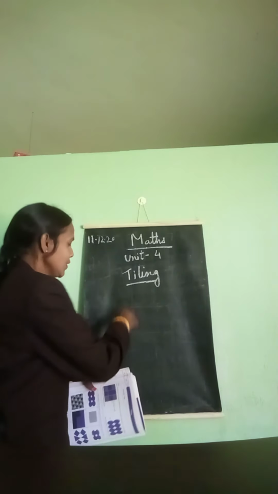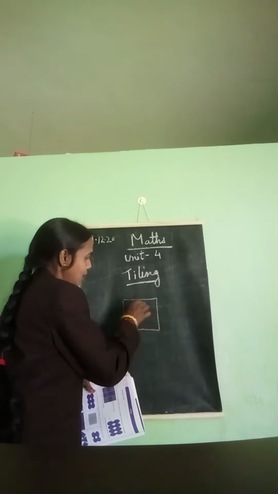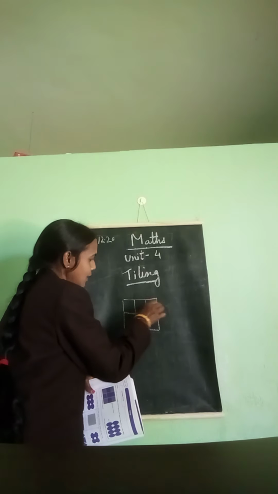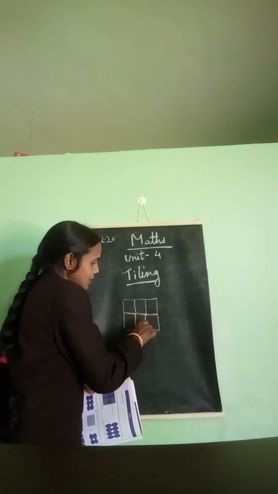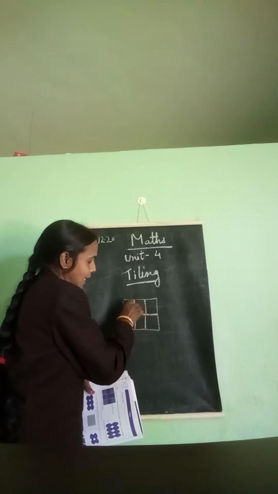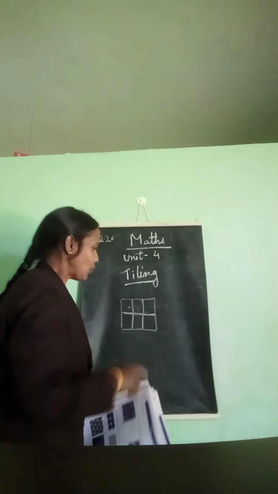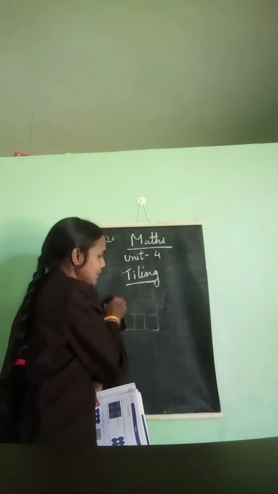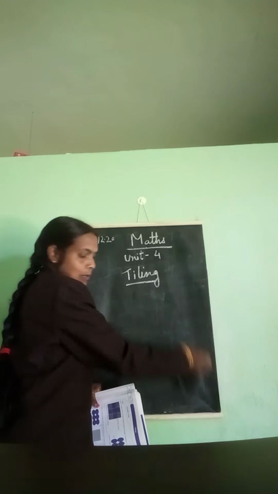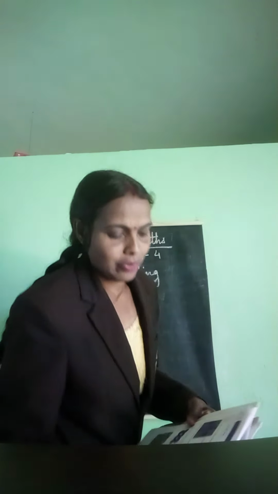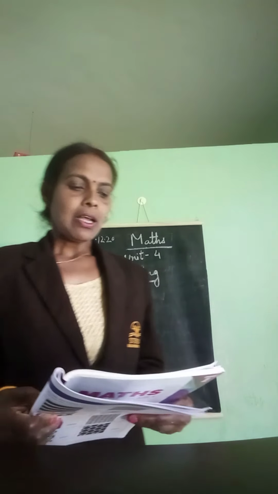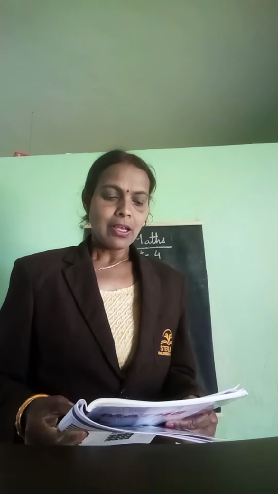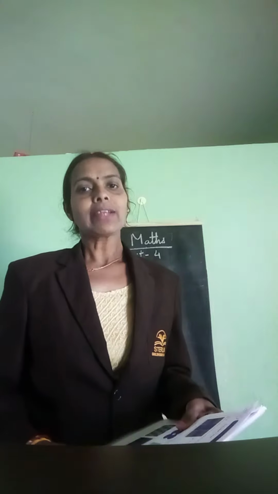Suppose this is the surface and you are putting tiles over here like this. So there is no gap between the tiles. So when you cover the surface without leaving a gap, that is called tiling. You have all seen tiles in your home. So today we will revise this concept also. Tiling: when shapes cover a surface without leaving a gap, it is called tiling.